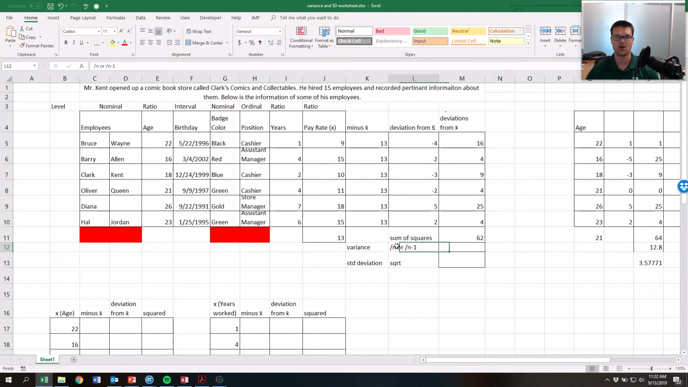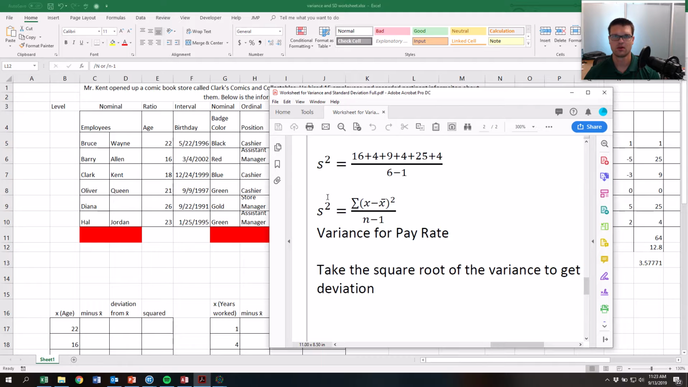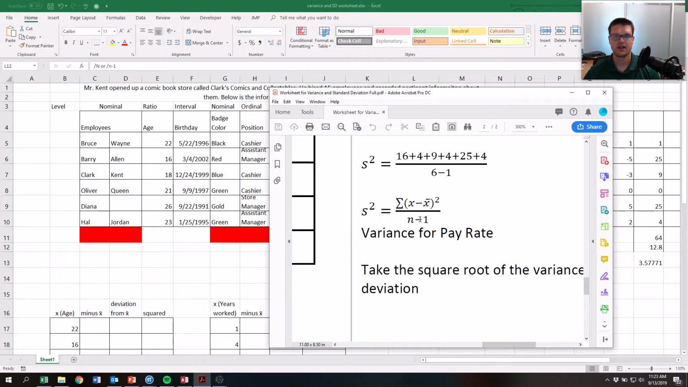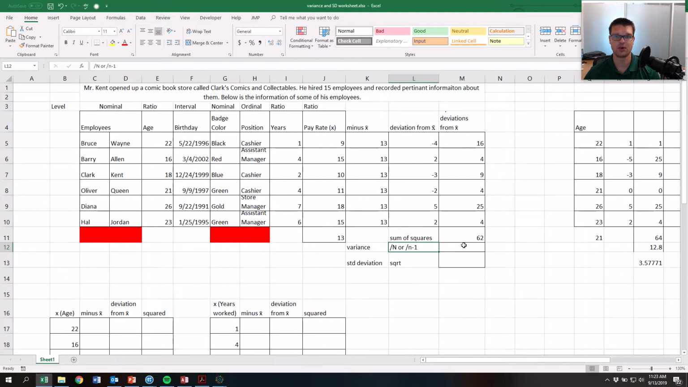Now the question is, should we divide this by n, just n, or should we divide this by n minus 1? And if you look at your formula, we know that you divide by n minus 1 if you're dealing with a sample, but you divide by n if you're dealing with a population. And we know that we are dealing with a sample, so we're going to divide by n minus 1. So what is n minus 1? n is the number of observations that you have. So we've got 6 observations, so n minus 1 is 5.